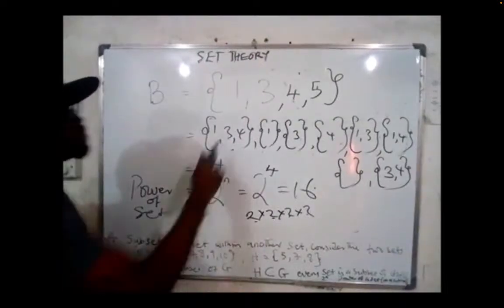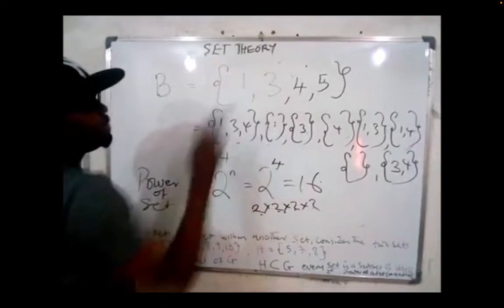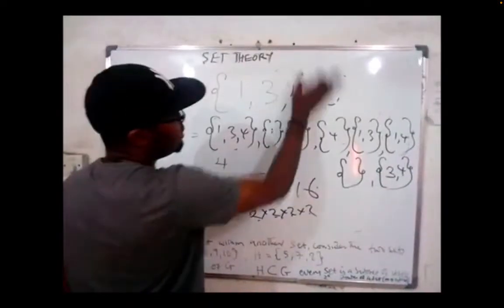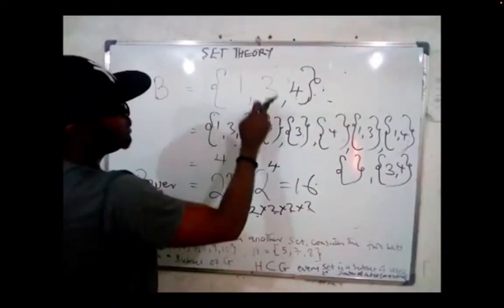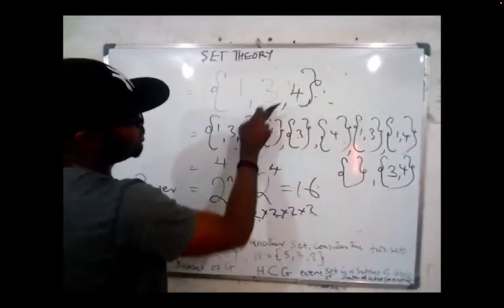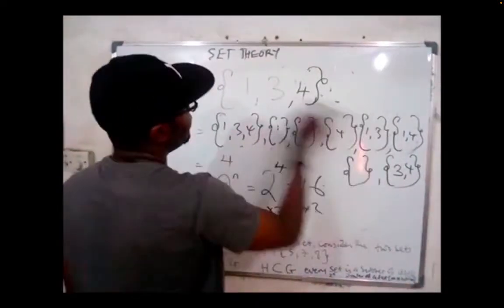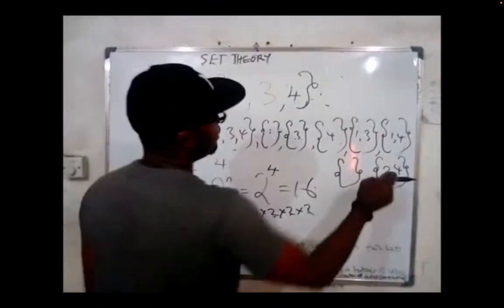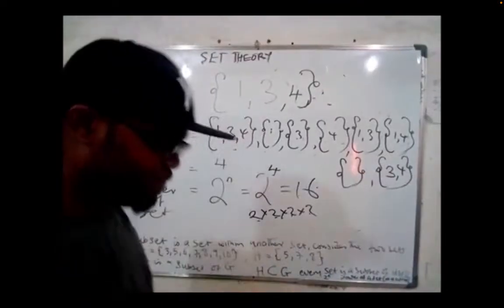All these are subsets of this because all these are contained inside B. 1, 2, 3 is already there. Okay, this is the one I was using. 1, 3, 4 is already there. 1 alone is already here. 3 alone is already here. 4 alone is already here. 1, 3 is already here. 1, 4 is already here. The empty set is the subset of every set. 3, 4 is already here. Every set is a subset of itself.